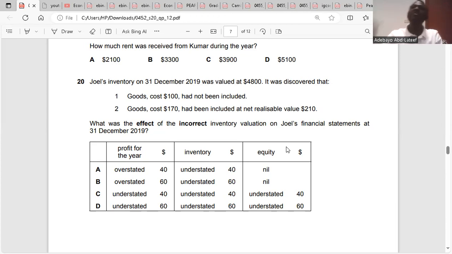Is it clear? So if the value of goods has been understated by $60, profit would have been understated by $60. Inventory has already been understated by $60. Then what happens to equity? It will be understated, because net realizable value is part of our assets. When you calculate profit, if profit is understated, equity will be understated, because you add profit to equity. Do you get it? Yes. So 20 is D.